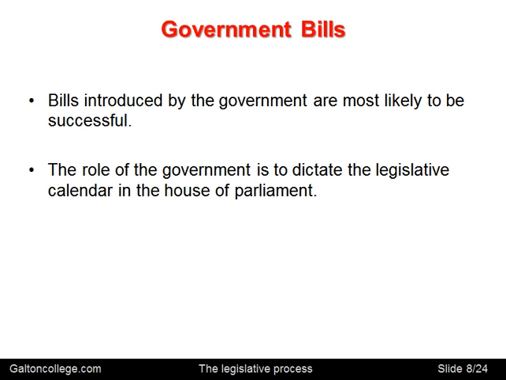The role of the government is to dictate the legislative calendar in the House of Parliament. So it's the government who sets out what laws are going to be passed. These are normally done in the Queen's speech, which is the opening of Parliament. When Parliament opens, the Queen goes along to address both houses of Parliament, both the House of Lords and the House of Commons, and the Queen reads out what legislation is going to follow. And that has been put forward by the government.